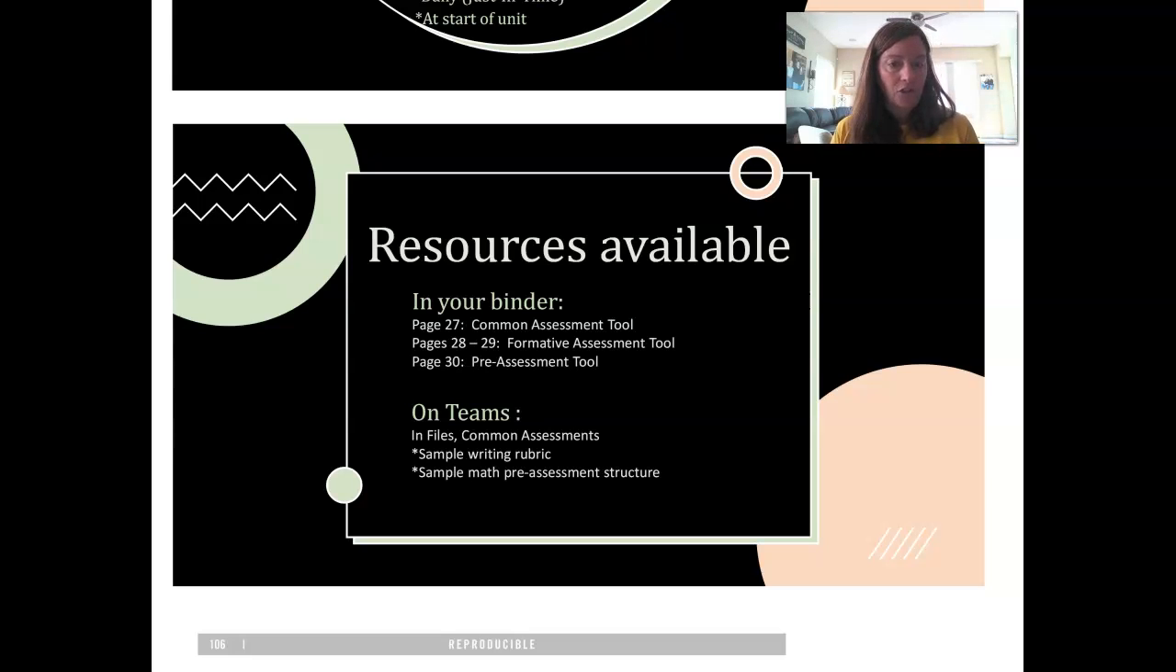But in your binder, pages 27 through 30 have some different tools. You don't have to use them if you don't find them to be helpful. Those pages are also listed on the Nearpoint. On Teams, under Files, you'll see a sample writing rubric, a sample math pre-assessment structure. And again, if you haven't done any common grading discussions, you might want to look at that. And I think I can add a couple things on Teams for you in there. So maybe you could get an idea of some common grading things that other departments are doing.